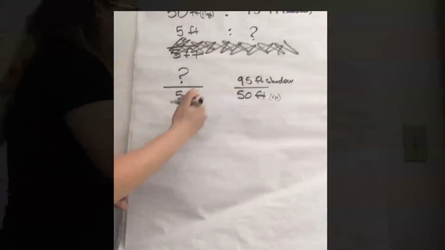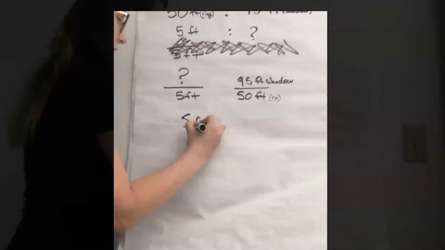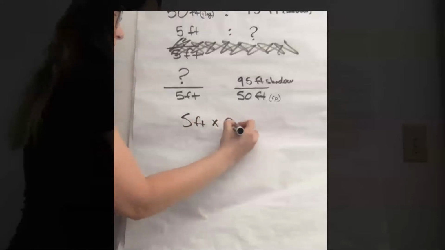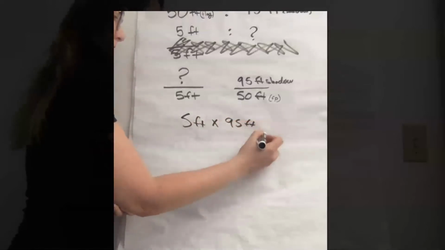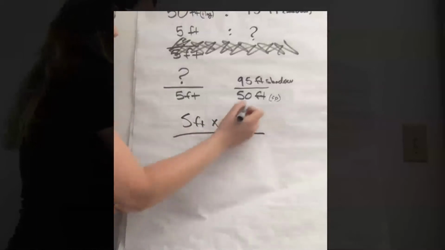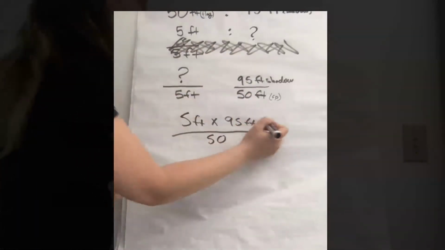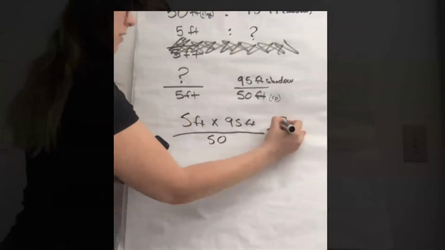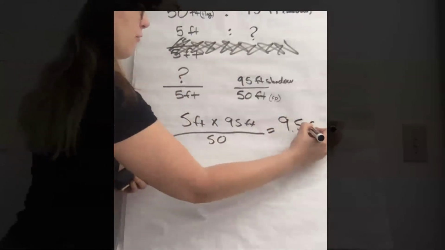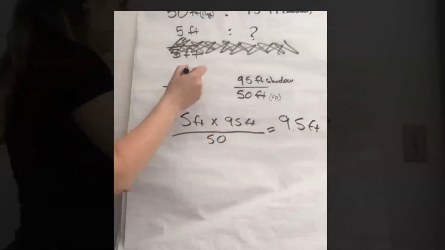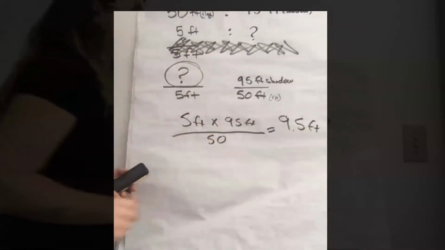So again, I'm going to cross multiply. I'm going to take 5 times 95, 5 feet times 95, and I'm going to divide it by 50. And when I do all of that, my answer is 9.5 foot shadow. So my missing variable is 9.5.